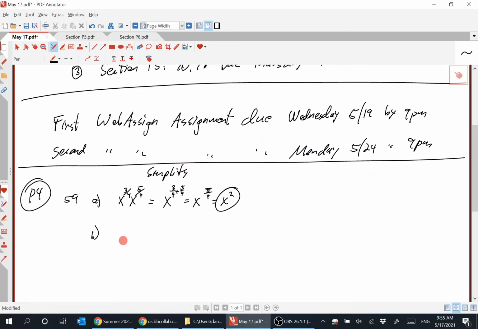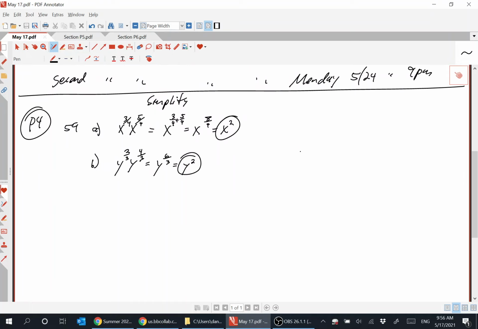Part B, y to the 2/3 times y to the 4/3. All right, so you just add the exponents again. It's going to be y to the 6/3, which is y squared, right? 59, 61. Let's do 61.